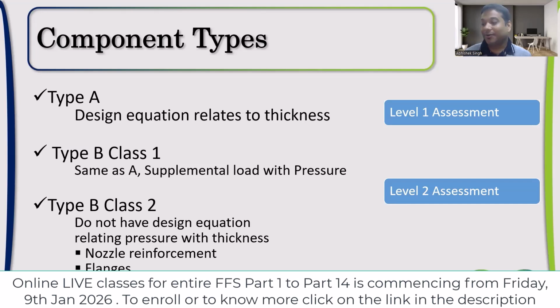So it will not be type A. You can classify it as class 2, because a direct calculation is not available. You have the method available, but it is not directly linking with the pressure. So you can classify it as type B class 2, do the calculation and see if it qualifies.